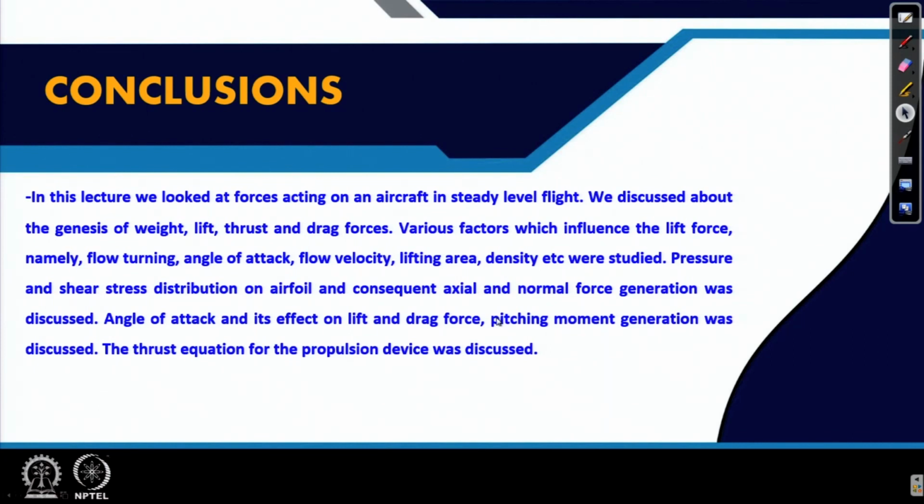In this lecture, we looked at forces acting on an aircraft in steady level flight. We discussed the genesis of weight and lift, and we would discuss thrust in a later lecture. Various factors which influence the lift force, namely flow turning, angle of attack, flow velocity, lifting area, density, etc. were studied. Pressure and shear stress distribution on the airfoil and consequent axial and normal force generation was discussed. Angle of attack and its effect on lift and drag force, and pitching moment generation was discussed. We would take up the thrust equation for the propulsion device and drag in more detail in our subsequent lecture.